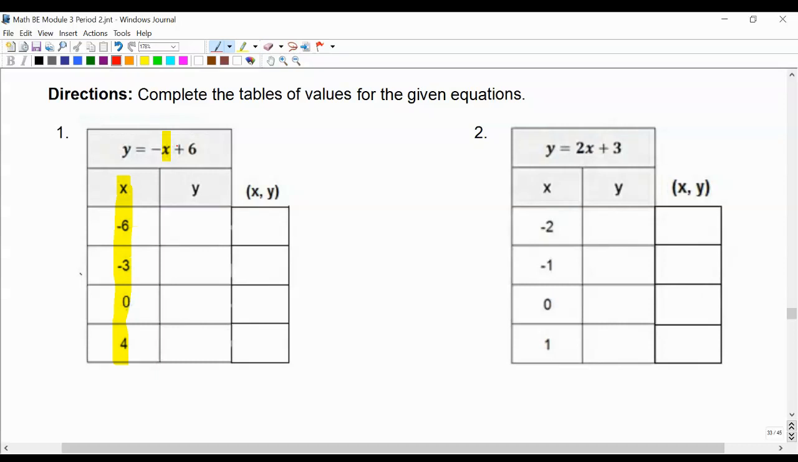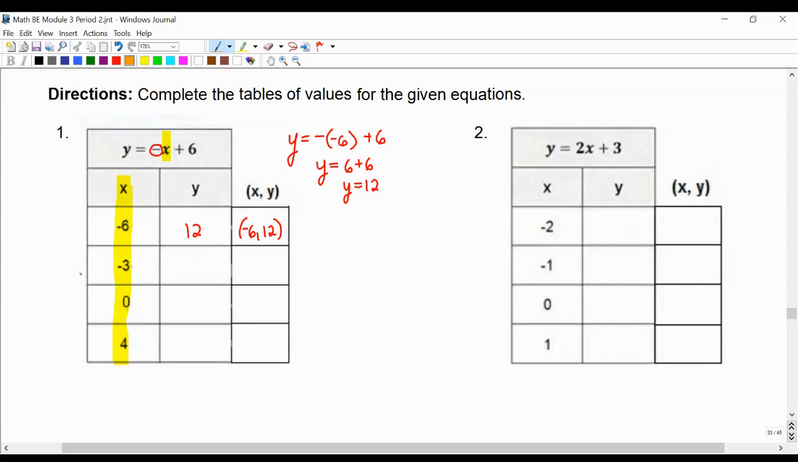in place of x. So to the side, I'm going to show some work, and I'm going to start with negative 6. So we have y equals negative, that's this negative, plus 6. And I'm plugging in negative 6 for x. So that means y equals, I'm going to do my sign change, that's 6 plus 6, and y equals 12. So my first answer is 12.